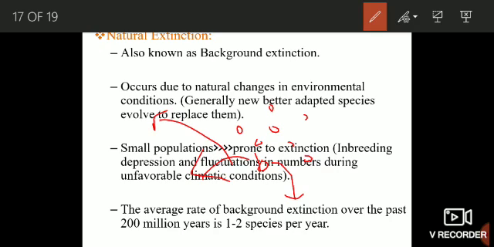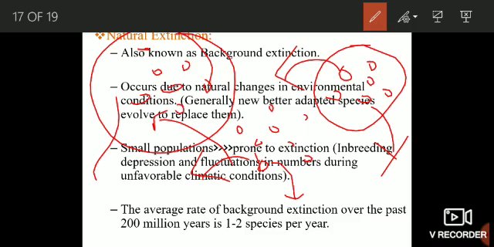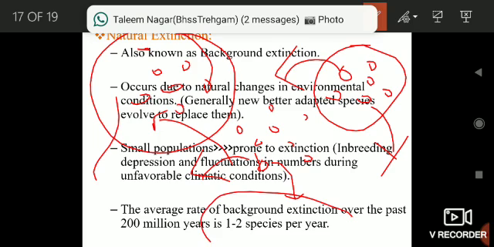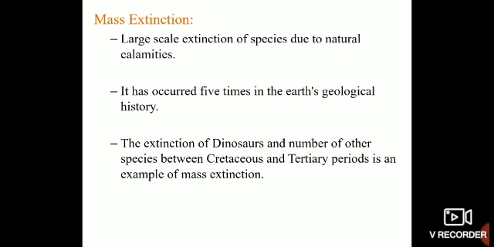And when you have two populations, one having a large number of individuals, say 100 individuals, and the second having 10 individuals, the chance that all 10 individuals will be lost is high when a calamity prevails, as compared to when you have 100 individuals. Okay, and the average rate of background extinction over the past 2 million years is 1 to 2 species per year. Per year you are losing 1 to 2 species due to natural extinction. Okay, now the next type is mass extinction.